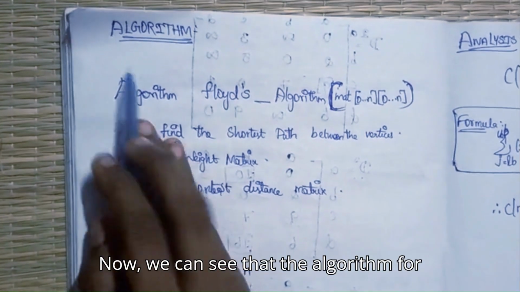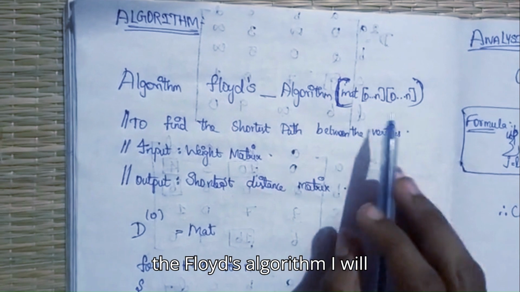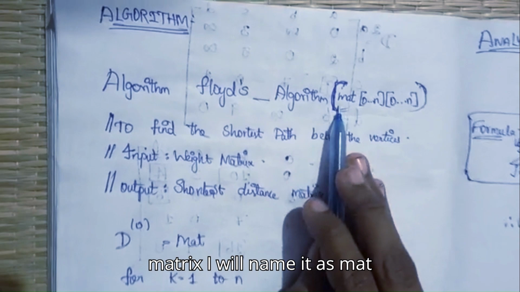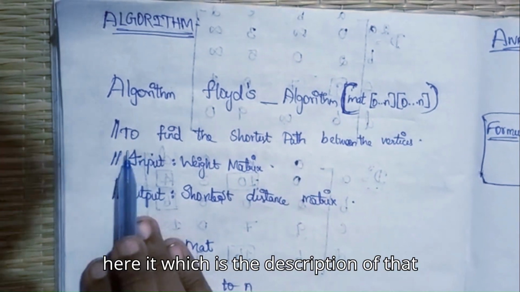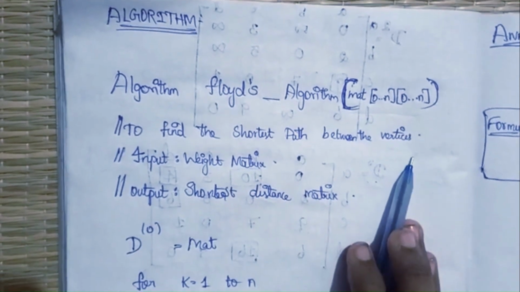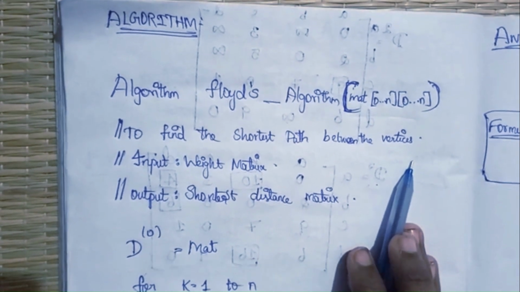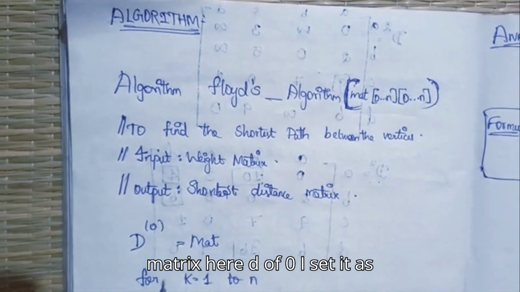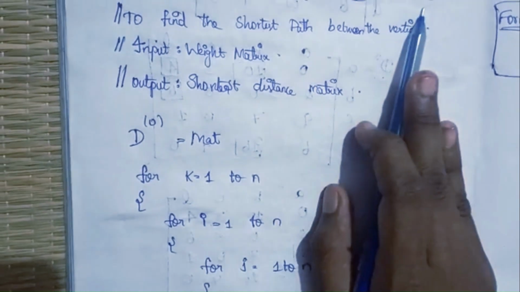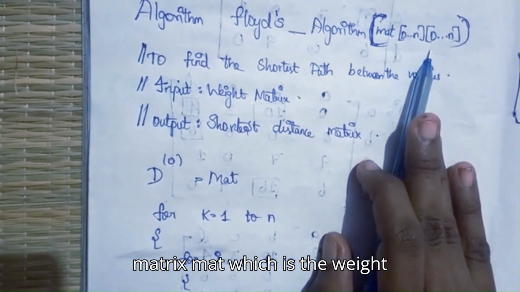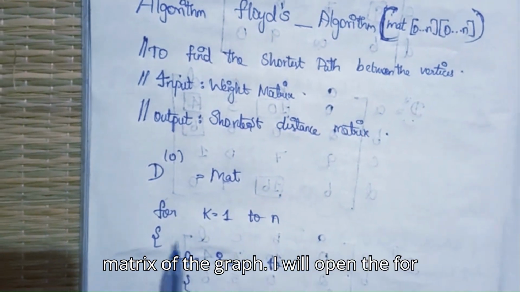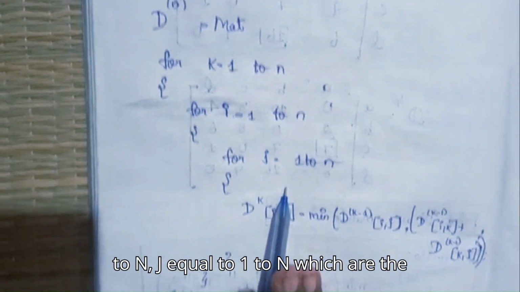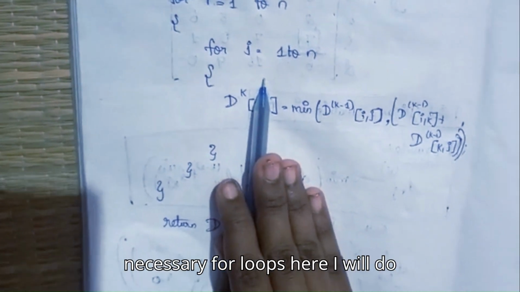Now we can see the algorithm for Floyd's algorithm. I will send the parameter, which is the weight matrix. I will name it as mat. Here is the description of this algorithm to find the shortest path between the vertices. The input is the weight matrix, and the output is the shortest distance matrix. Here d of 0 I set as the matrix mat, which is the weight matrix of the graph. I will open the for loops: k equal to 1 to n, i equal to 1 to n, j equal to 1 to n, which are the nested for loops.